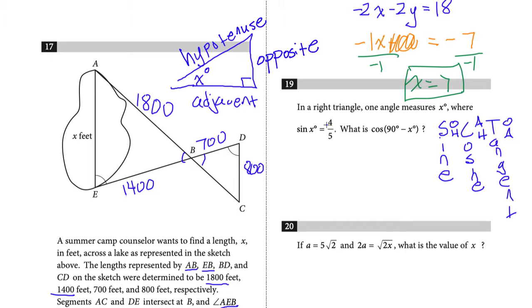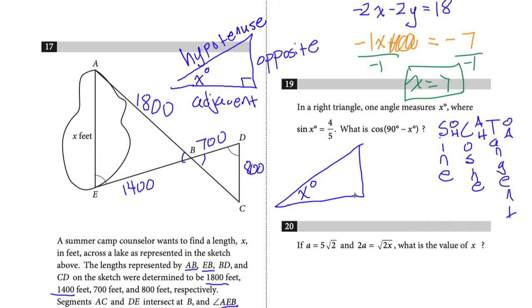So this is saying that sine of x is 4/5. Well, sine is opposite over hypotenuse. So if I make a new triangle with angle x degrees, the opposite is 4 and the hypotenuse is 5. That is what O over H means. The opposite is 4 and the hypotenuse is 5.